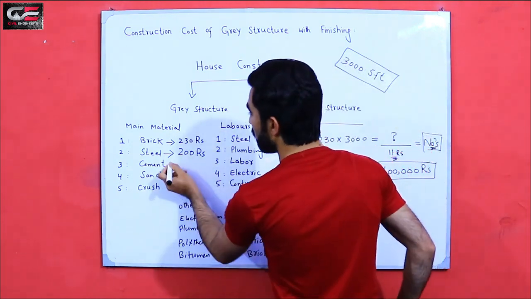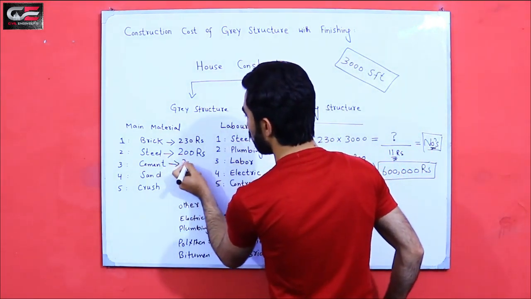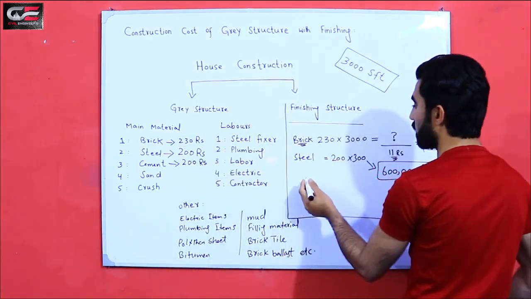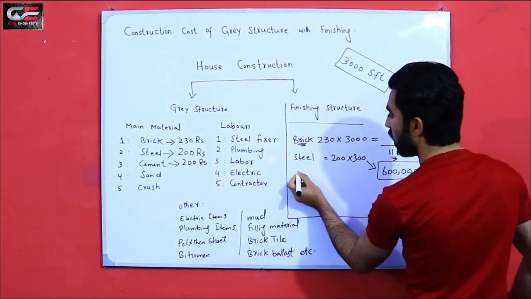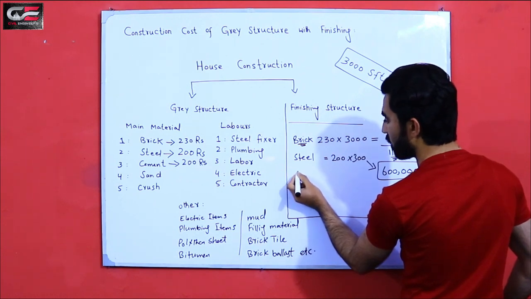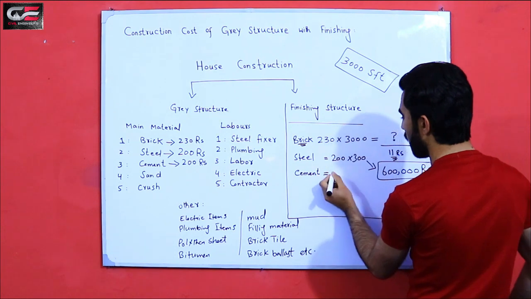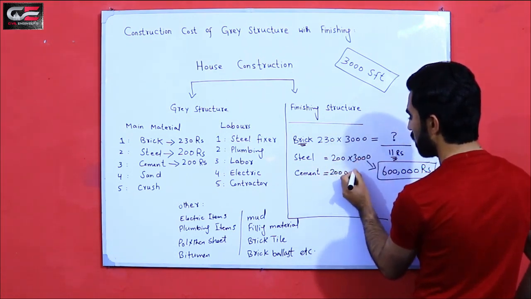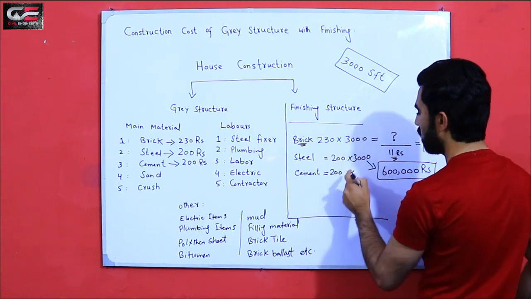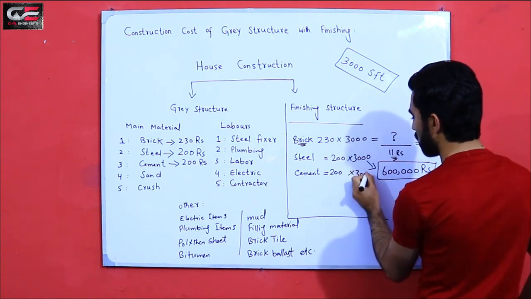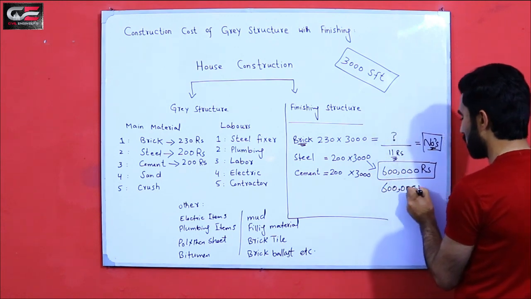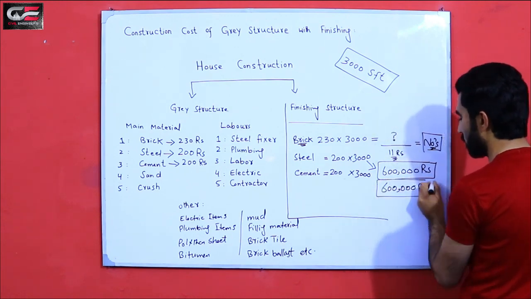And cement is also 200 rupees per square feet. So how do you find cement? Again 200 multiplied by 3000, again 6 lakh for cement.